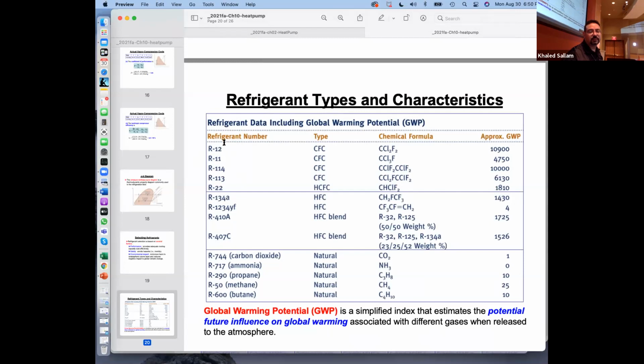Those are R12 and R11 and R22, those are the ones that I grew up with. But then again, the ozone basically killed all those chlorofluoro refrigerants, right? And then they switched to R134a and R410. Now, what's the problem with those guys? Those are pretty good for the ozone, and we are happy with them. But what is GWP? Global warming potential.